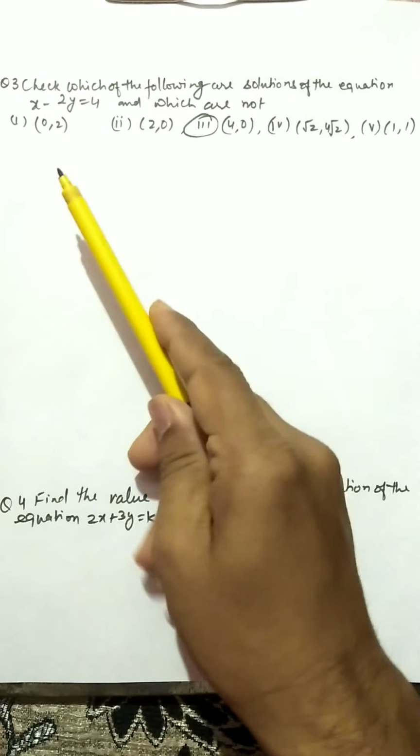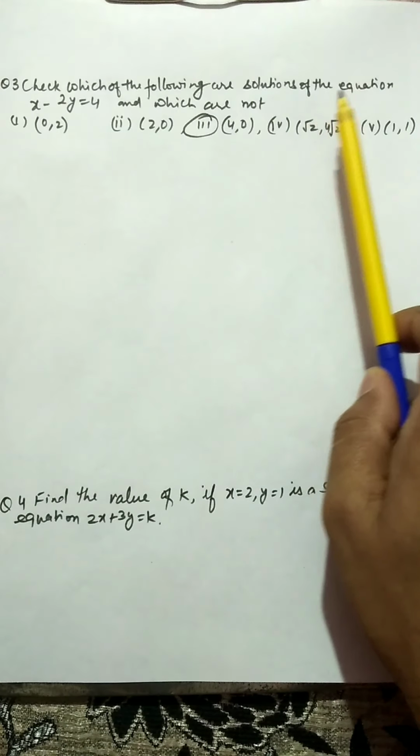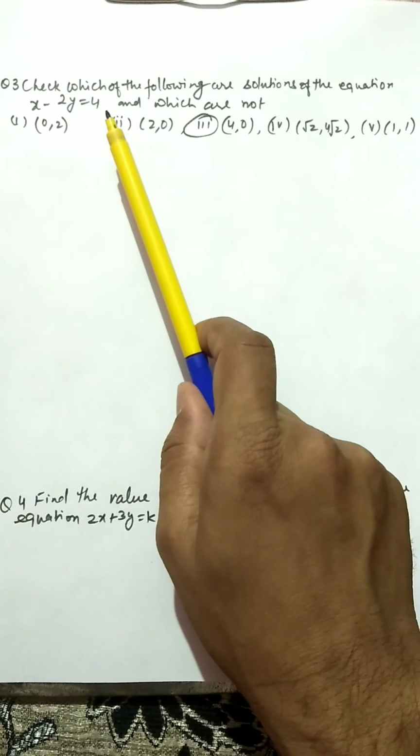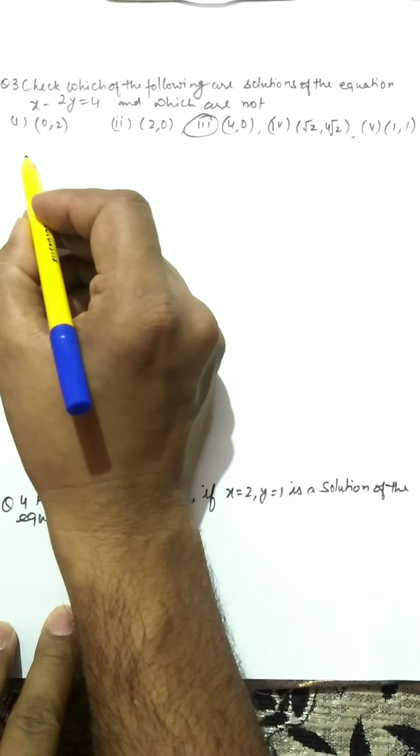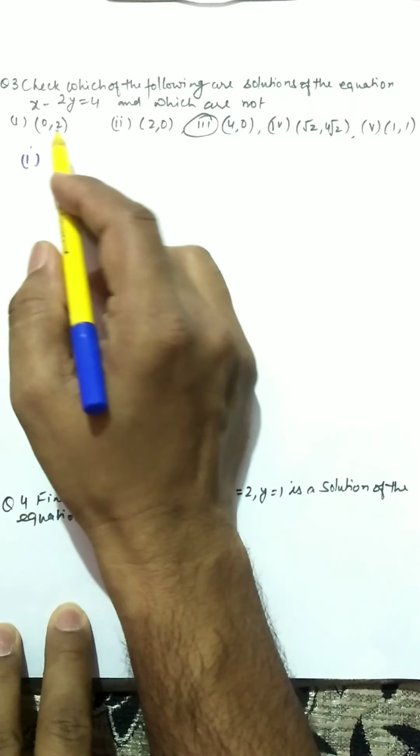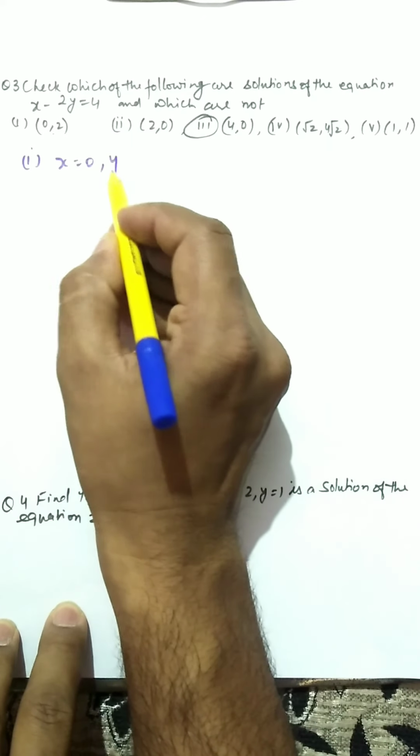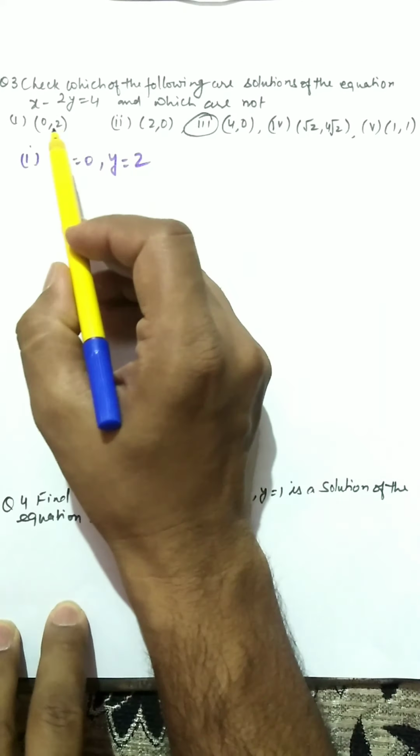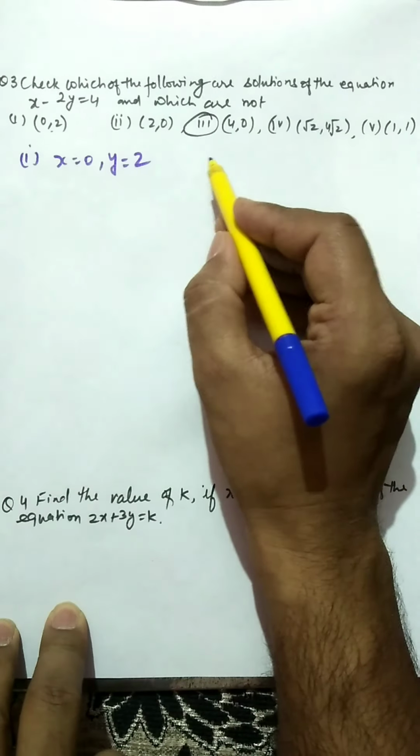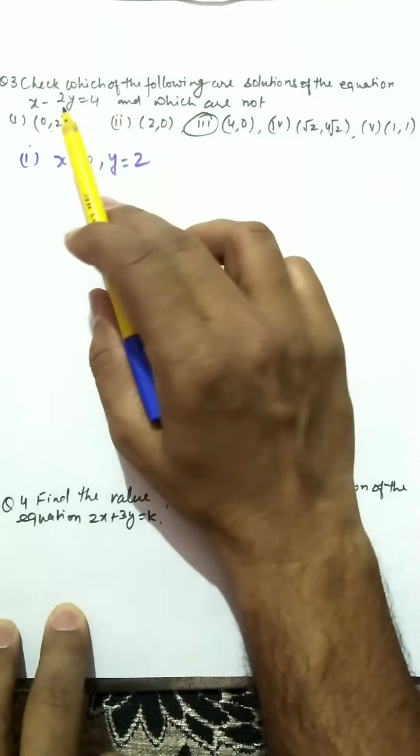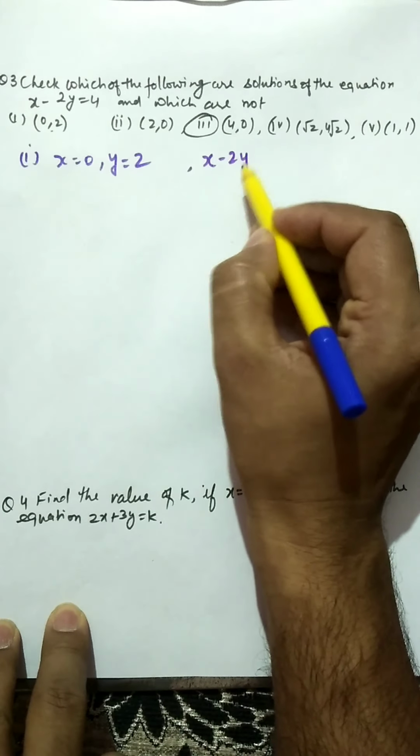Now come to question number 3. Check which of the following are solutions of the equation x minus 2y equal to 4 and which are not. So we are going to take the first one. First one is 0 and 2. It means take x equal to 0 and y equal to 2. The first one represents x and the second one represents y. Now we take the equation. We know this equation is x minus 2y equal to 4.